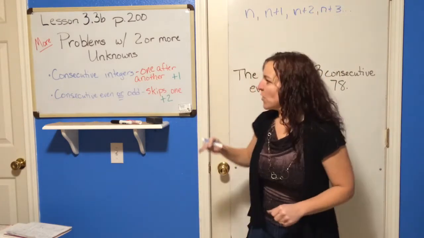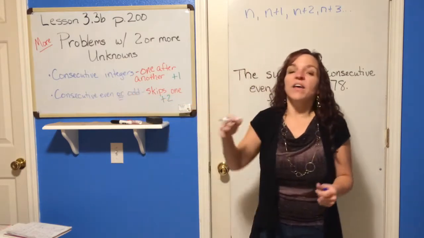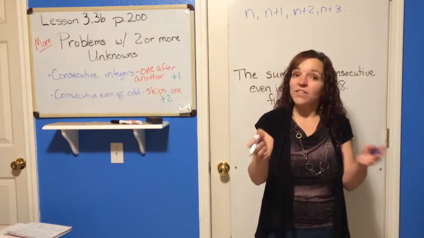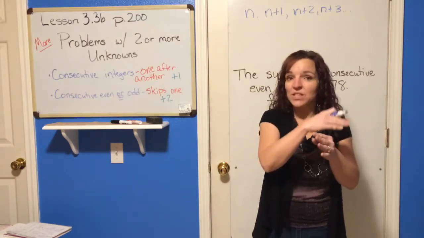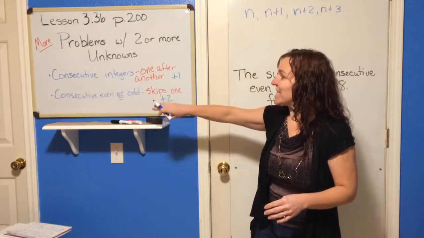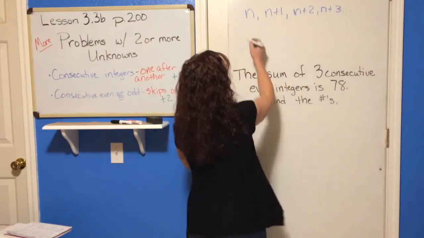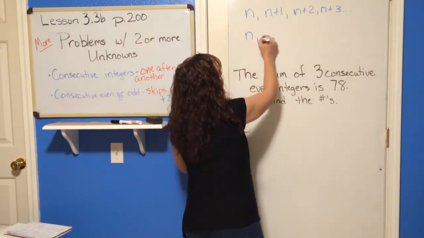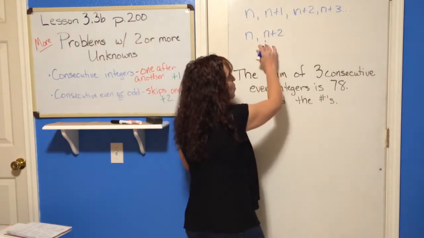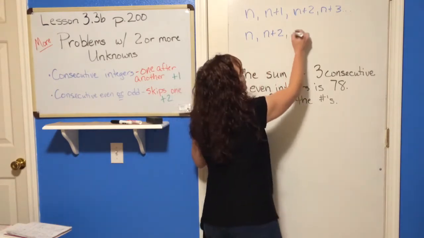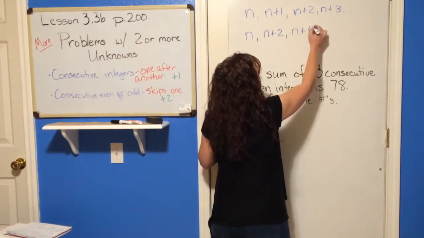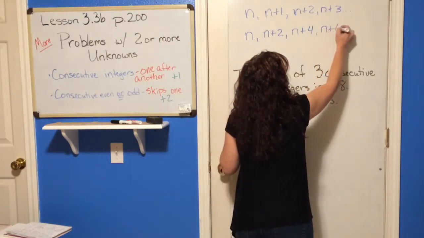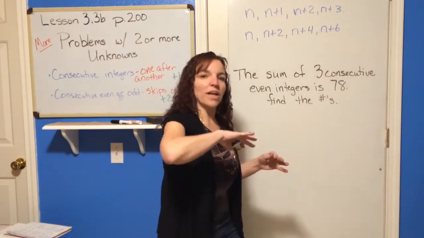All right? Now, if you have consecutive even or odd, then that means you're going 2, 4, 6, 8, so you're skipping 1. And if you want odds, you want 1, 3, 5, 7, 9, so you're still skipping 1. So if you want consecutive even numbers, you're going to start with your n, and you're going to assume that's an even number, and then you're going to have n plus 2, so whatever that number is plus 2, and then whatever that number is plus 4, and then whatever number that is plus 6. All right, so you're skipping 1 each time.